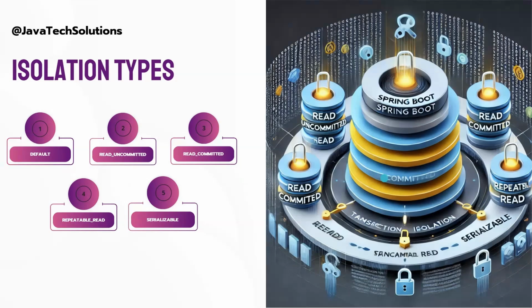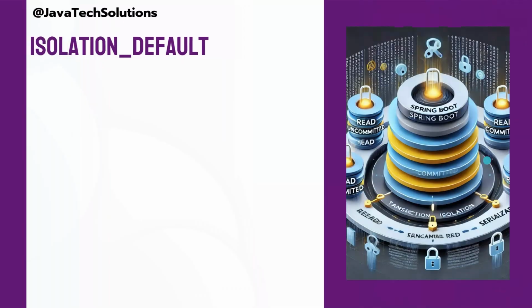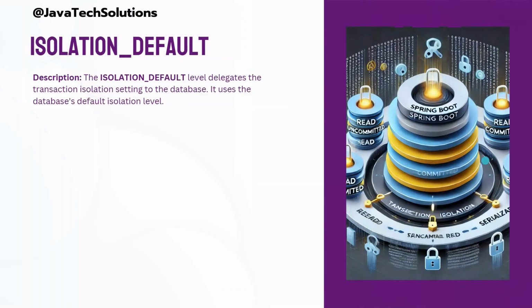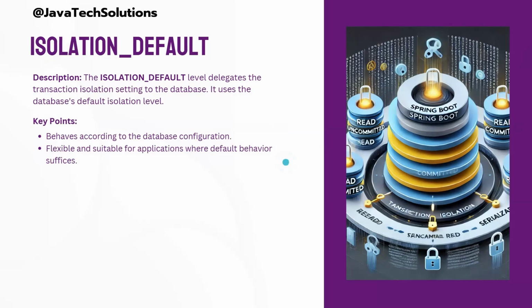In the next chapter I am going to talk about the first one, that is the default one. How we are going to use this, what is the benefit of it, what are the key characteristics of it, and where we are going to use it. So now we will talk about this. The isolation default level delegates the transaction isolation setting to the database. It uses the database default isolation level. So that means whatever the database isolation default is set, that is what is going to be used here for this default one.